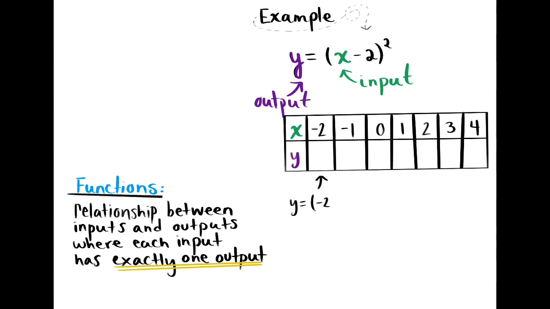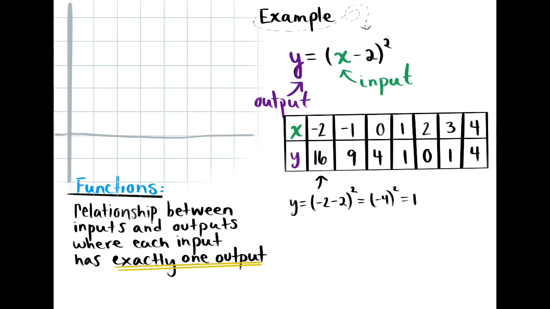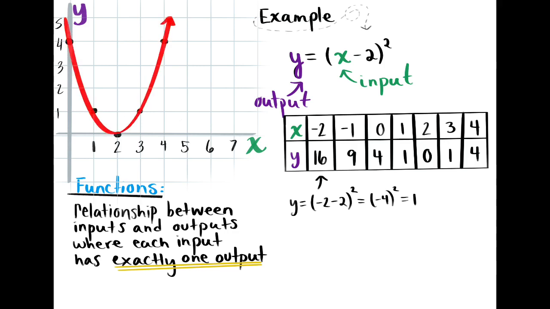So if I start by plugging in -2, I do -2 minus 2, which is -4, and then I square it and I get positive 16. So I'm just going to go ahead and plug in all of these other numbers. And so I get 9, 4, 1, 0, 1, 4. Notice there's a pattern. This is a parabola. So since each input has exactly one output, that's what makes this a function.